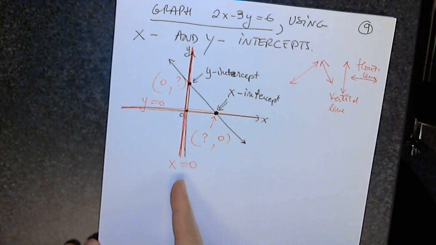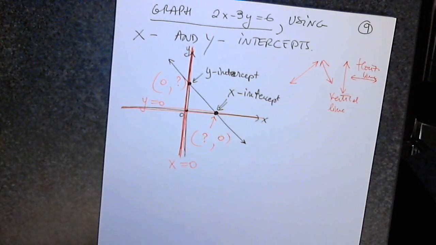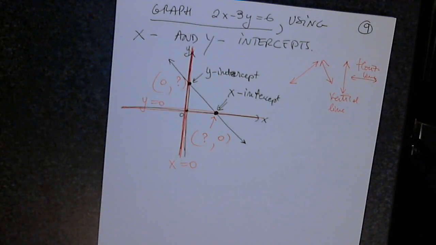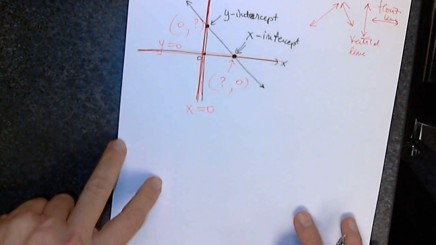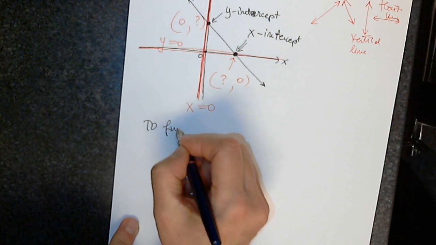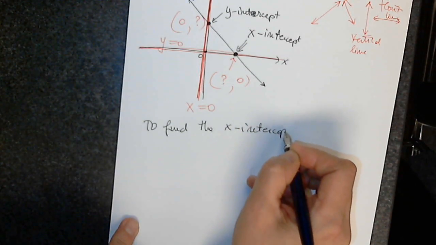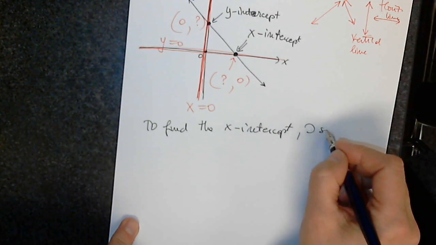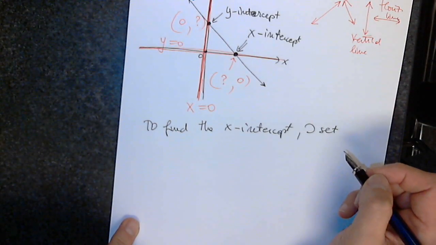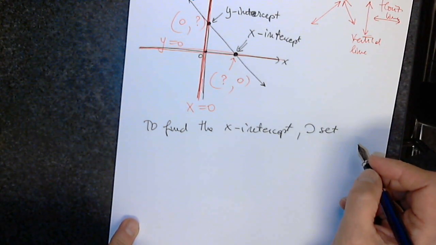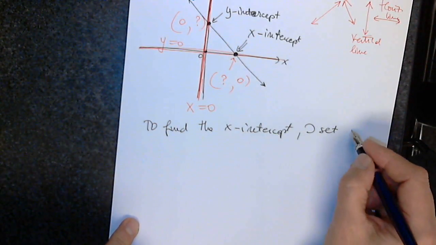Excellent. In order to find the y-intercept, I will set x equals 0. So please, let's write this down. This is crucial. To find the x-intercept, I set... one more time. Say it again. Excellent.